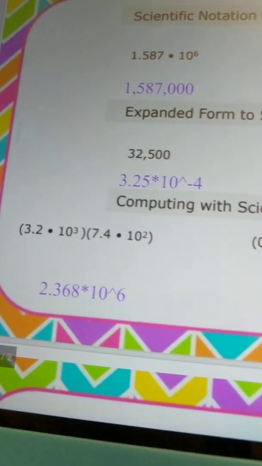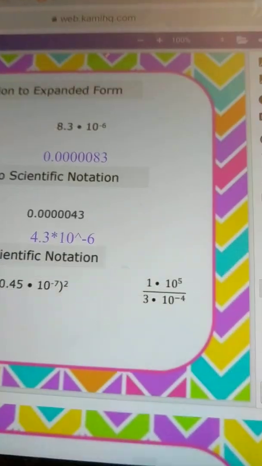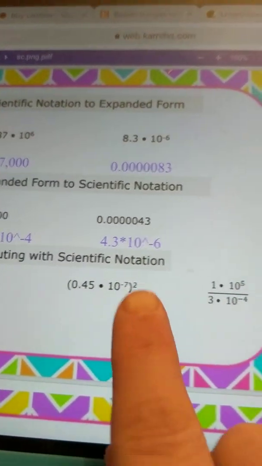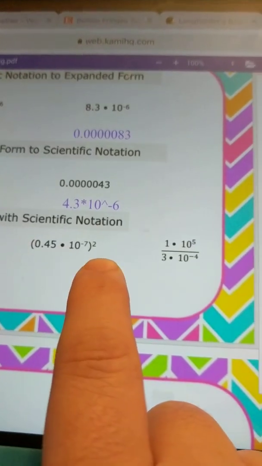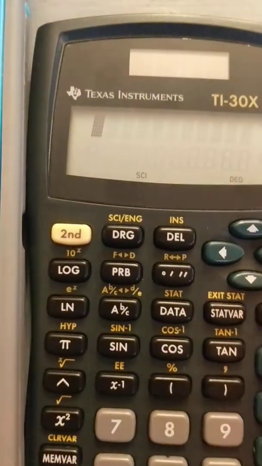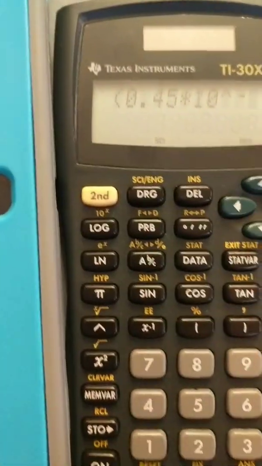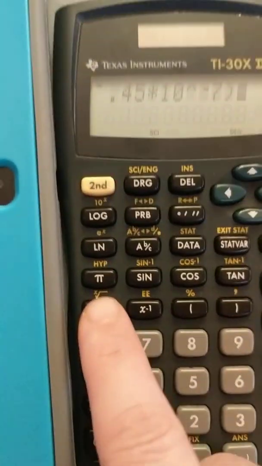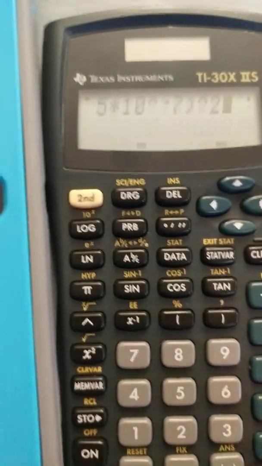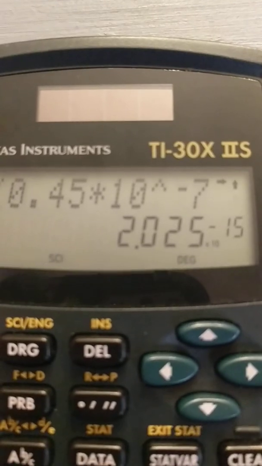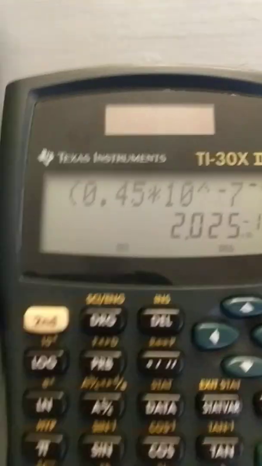Okay, so that's how you would write it in whenever you put it into your answer boxes. Alright, now let's look at this one. This one here we see has all this raised to the 2nd power. So on your calculator, you want to put it in exactly the way it was in there. So 0.45 times 10 raised to the negative, make sure you hit that negative, 7, and then again go back, raise all of that to your 2nd power or squared, and hit enter, and there's your answer, 2.025 times 10 to the negative 15.